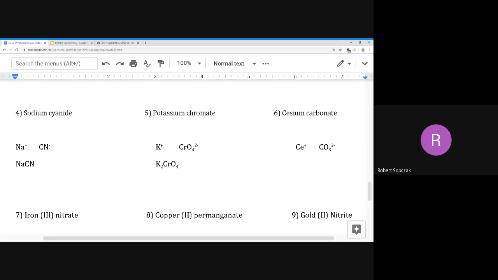Similarly, number 6 is exactly the same. It's just got different letters involved. We have a +1 charge. We have a -2 charge. Stop me if you've heard this one before, but we are crisscrossing Cs with a 2, and the 1 from cesium crisscrosses and attaches to CO3.